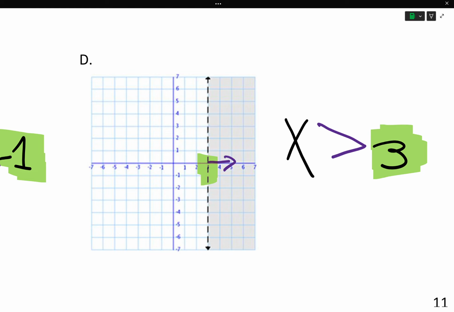All right. So that is graphing linear inequalities in 2 variables. The only thing that we're going to do to step this up a notch is graph 2 things on one graph and see where they overlap.